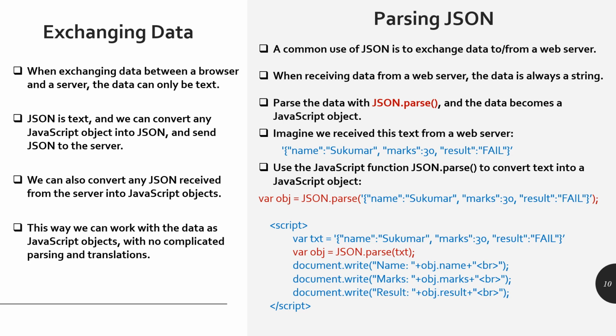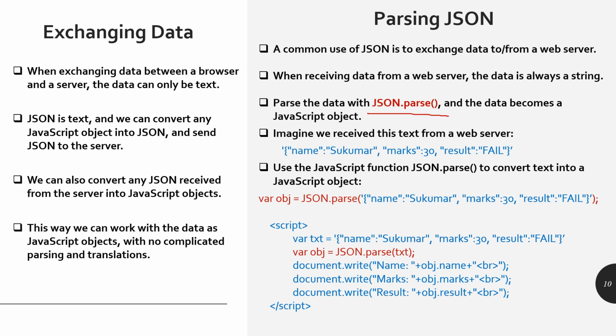Here we require to convert the string to JavaScript object. For that, we can use JSON.parse that will convert actual received string content to JavaScript object.